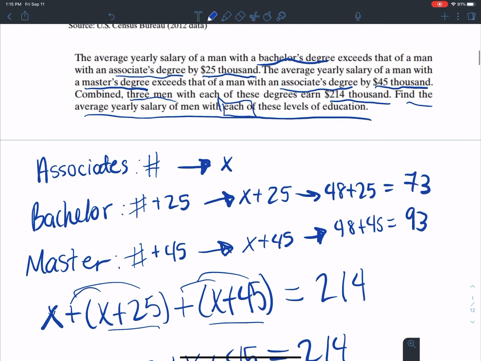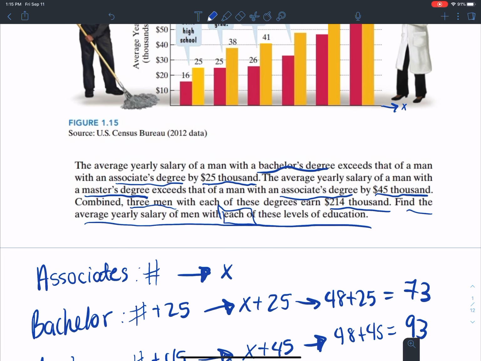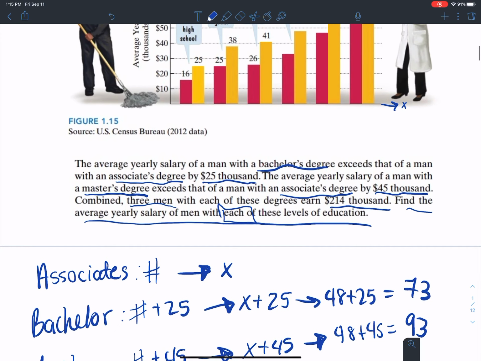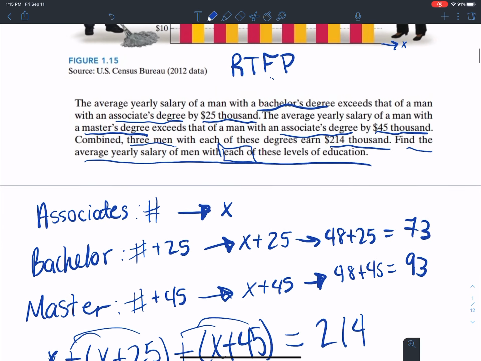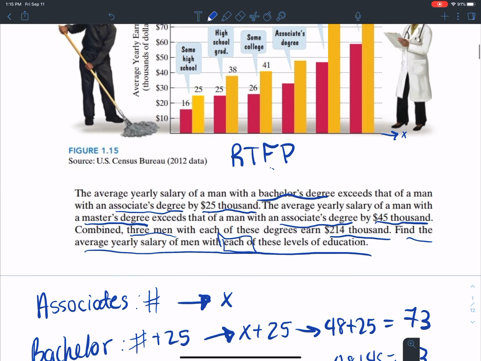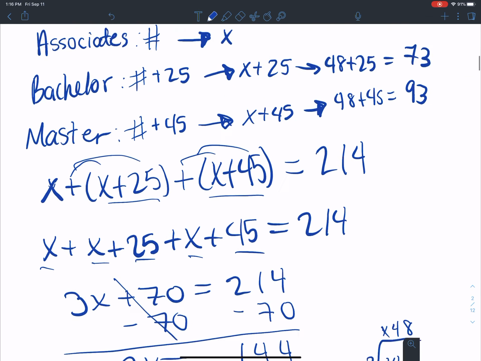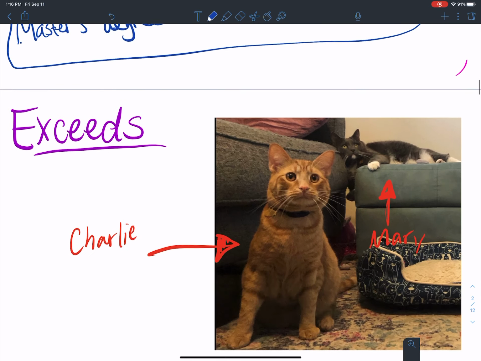So something that is a little funny, whenever I was in high school, someone taught me RTFP. Read the freaking problem, or you can substitute that for a different word. Maybe that will help you remember. So if you see a word problem, maybe write that up top and read the freaking problem. Make sure you read it so that you don't mess up. So it's just kind of a little fun thing to help you remember.